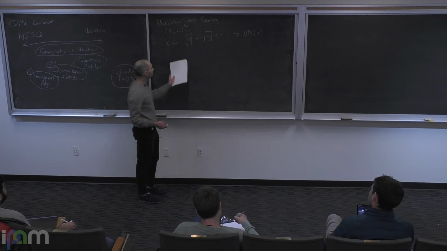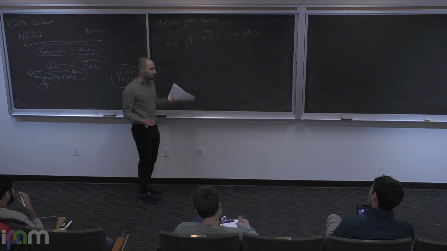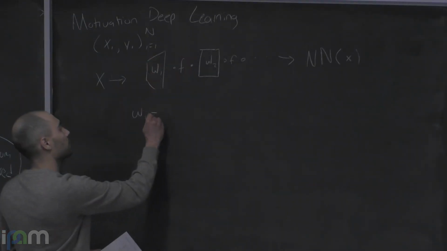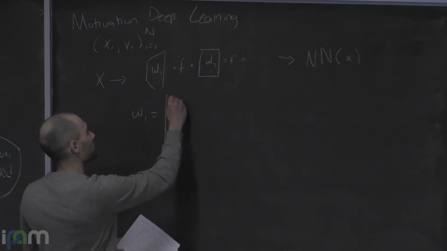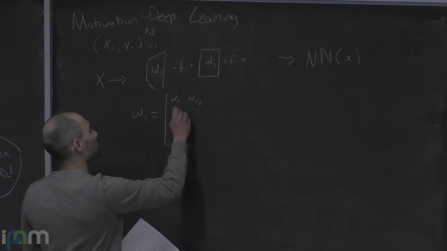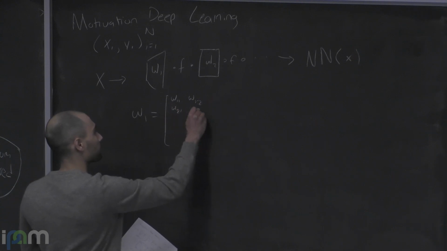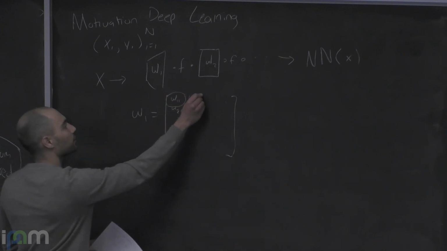What's important for us is that the parameters are these weight matrices. So, W1 is maybe a big matrix, but it has entries. Here's entry 1, 1, here's entry 1, 2, so on and so forth, entry 2, 1, and so on. And these are your weights.